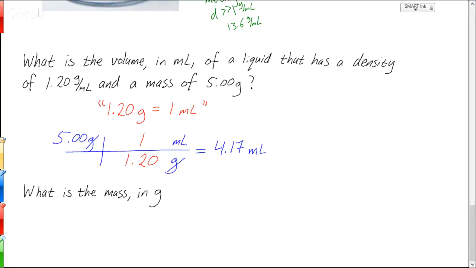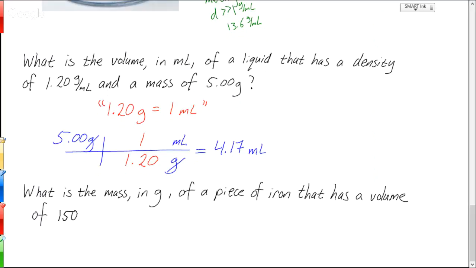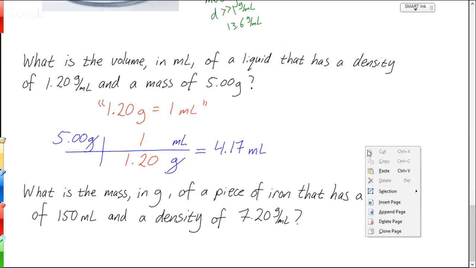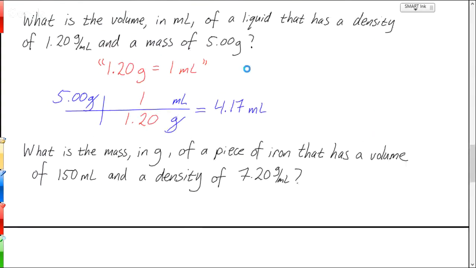What is the mass in grams of a piece of iron that has a volume of 150 milliliters and a density of 7.2 grams per milliliter? So a similar question, but now we're asking about the mass instead of the volume. So the volume is given, and we're asking about the mass. So use the same or a similar technique and see if you can get that converted. Remember to follow the units.